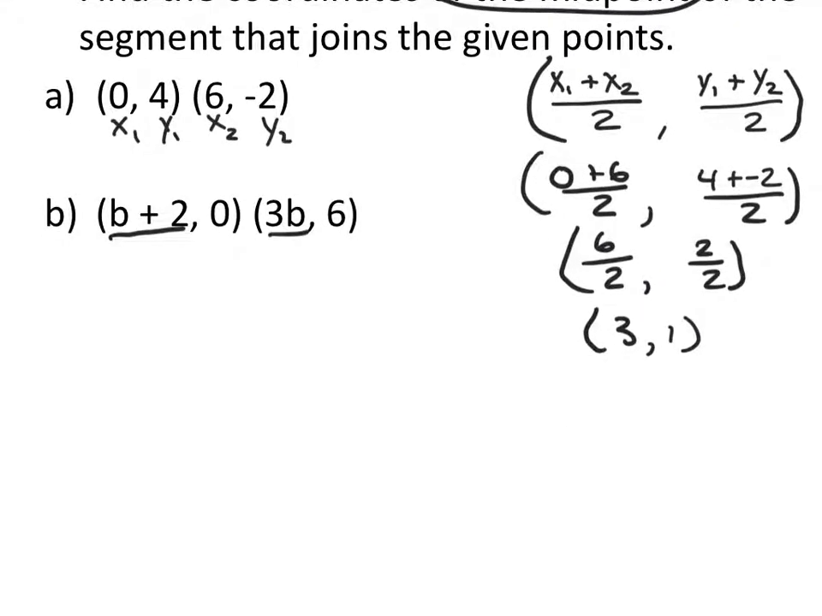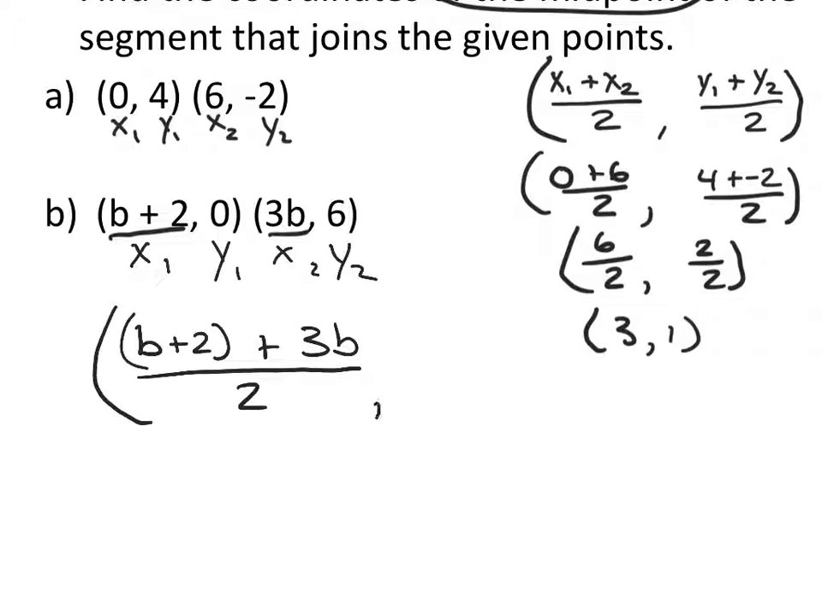All right, here is an x, here is an x. Here's a y, here's a y. Those are just sets of coordinates. Now, granted, they don't make much sense to me right now, but that's okay. Here's the first set, here's the second set. x1, which is b plus 2. Yep, b plus 2 is x1. That's the first coordinate. Plus x2, which is 3b, and I'm going to divide that by 2.